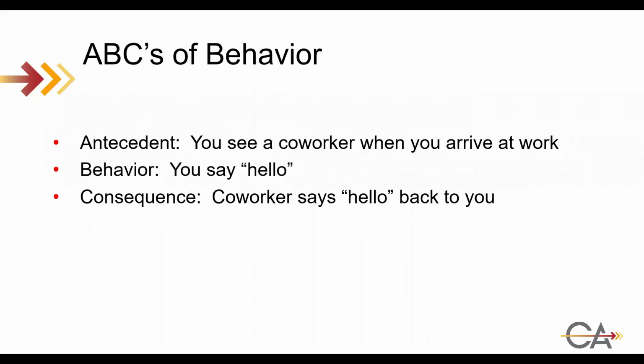Let's take a little example. We have an antecedent: we see a coworker when we arrive at work. They're the trigger. Our behavior is we say hello. And the consequence we get back is that coworker saying hello back to us. That's a pretty clear example of the antecedent, the behavior, and the consequence. That behavior didn't occur in a vacuum. Our behavior of saying hello had a signal that triggered it, that antecedent, and it had a consequence, or a reason why we say hello: because we get that hello back.